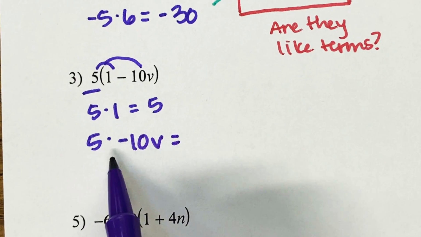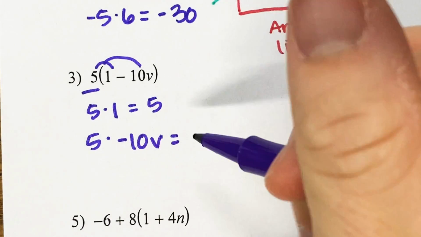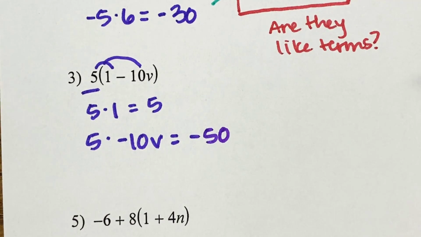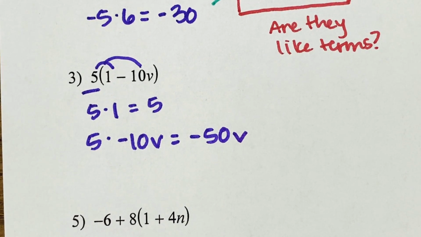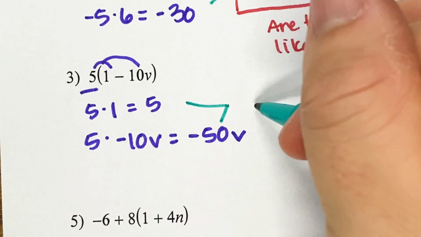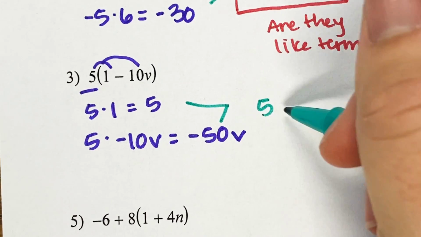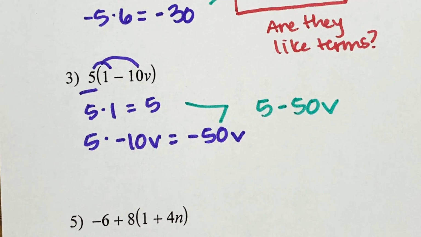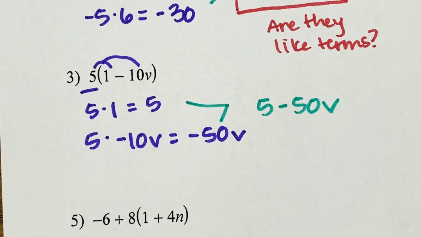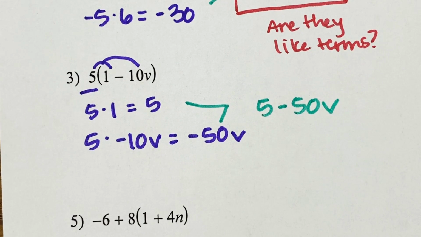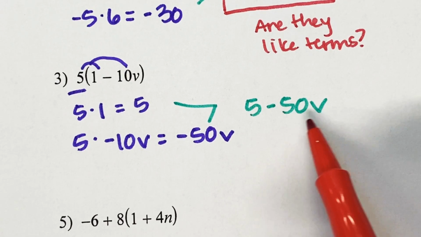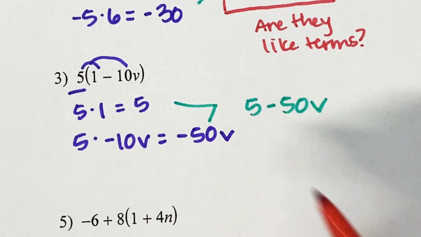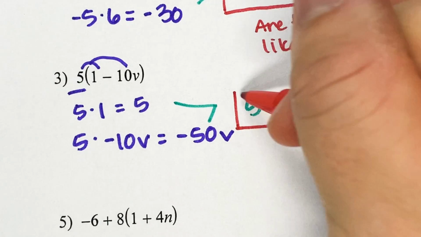Okay, so we have 5 times negative 10, which is going to give me negative 50. And then 1v that was being multiplied, so negative 50v. Okay, rewrite these two pieces together, so we have 5 and then minus 50v. Okay, now look at them and ask yourselves, are they like terms? Can I combine them anymore? Nope, because the negative 50 has a v, the 5 does not. So this is simplified.